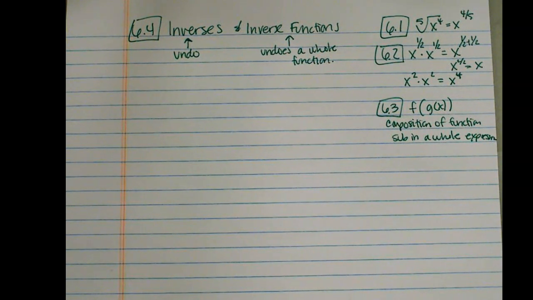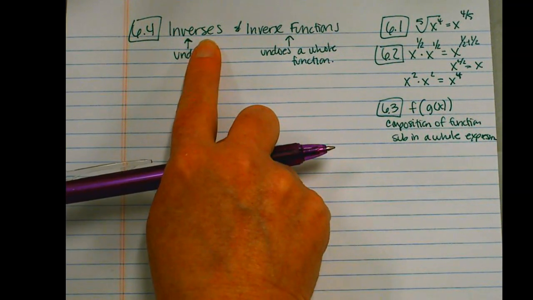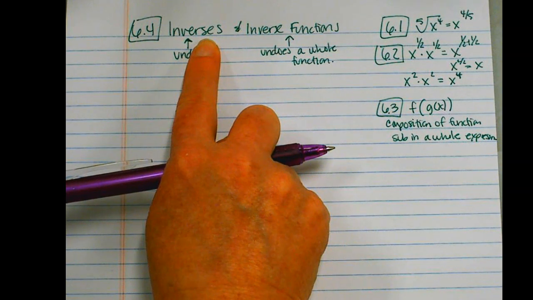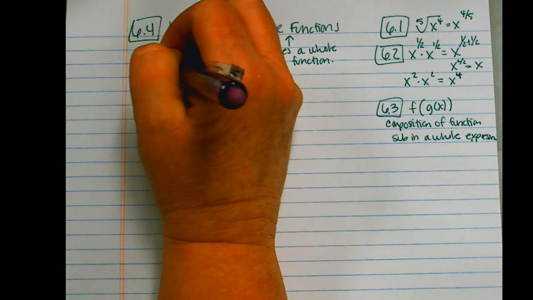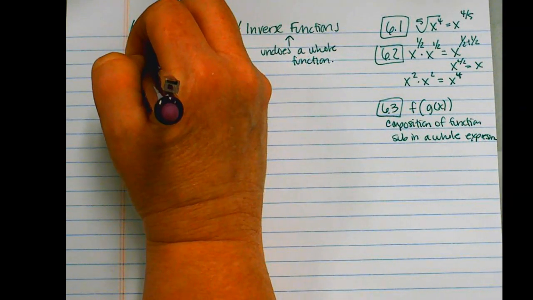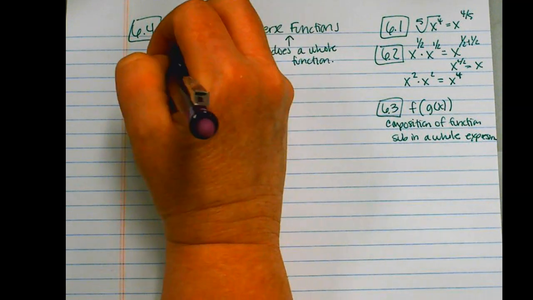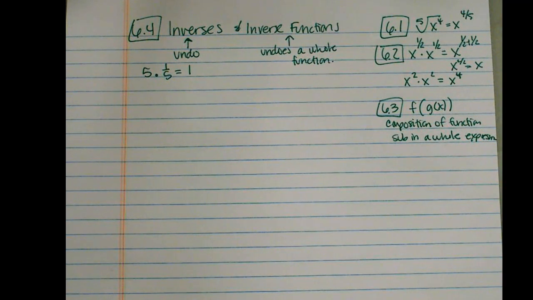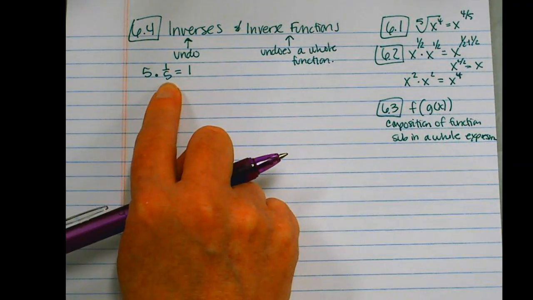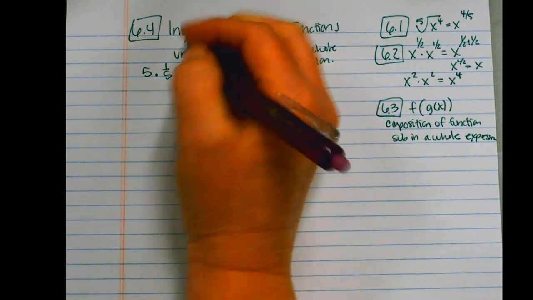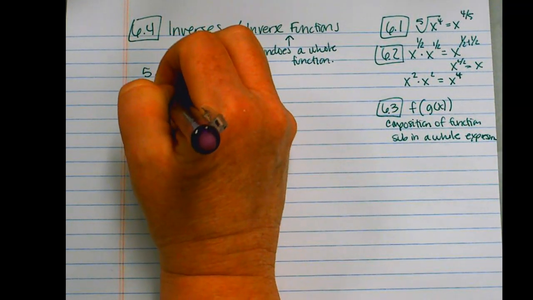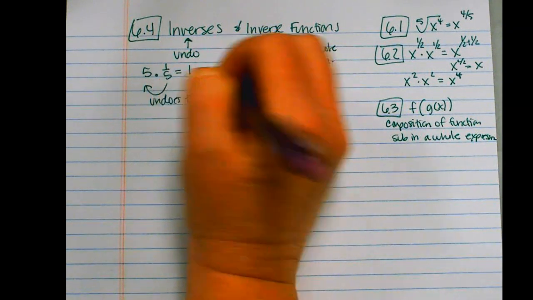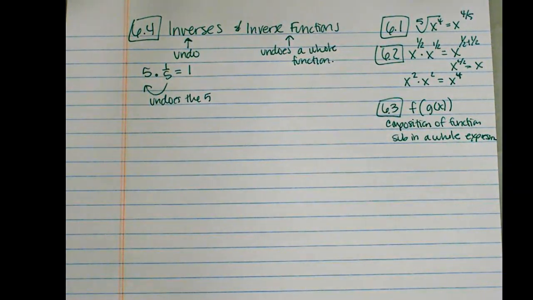Commutative property, associative property, all those identities we did. So inverses has to do with one of them. We saw this in the beginning of the year: if you had 5 and you multiplied it by 1/5, you got 1, right? So 1 was the identity, but this is the inverse. The 1/5 undoes the 5 and then takes us back to 1.